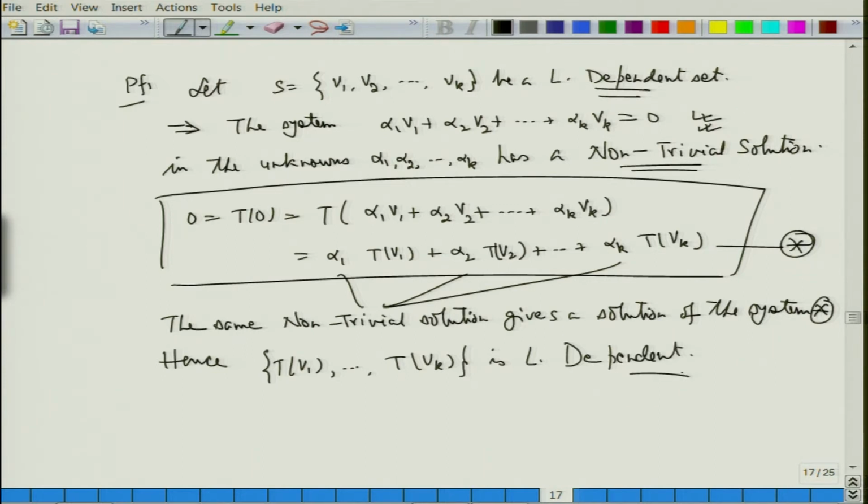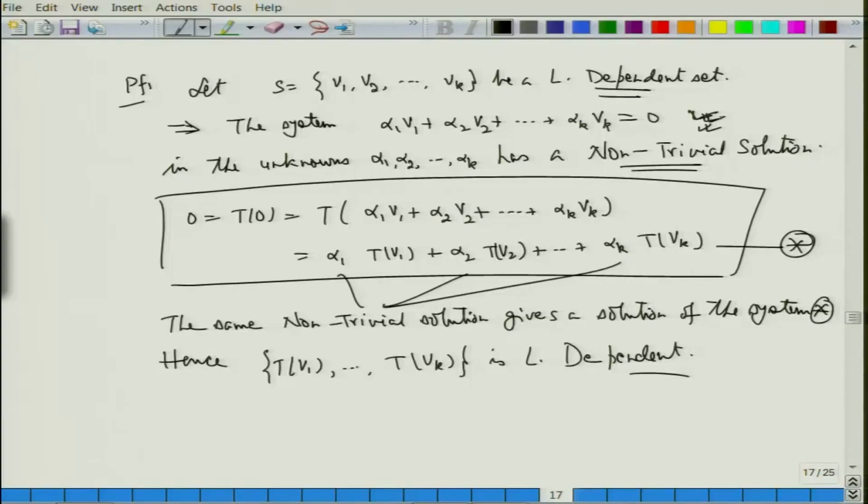So, let us understand again. I have a linearly dependent set. It means that if I look at this system, the system that I am supposed to form to understand whether independent or dependent, that has a non-trivial solution. I know alpha 1, alpha 2, alpha k, some of them are non-zero. From there, I go to the next step.